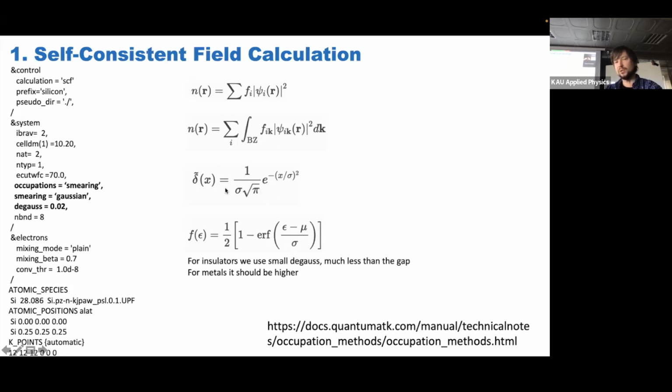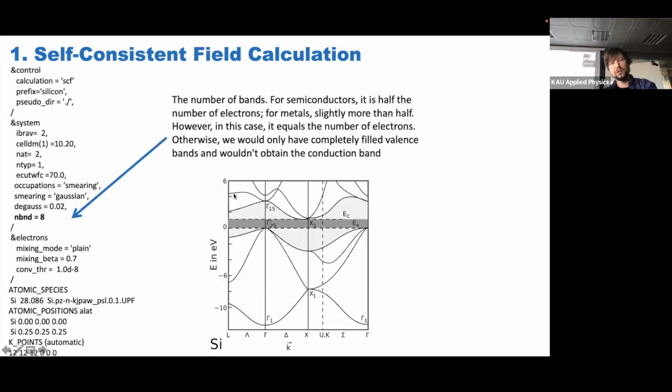So I tell the program that our occupation will not be binary 0 and 1, but something between 0 and 1 given by some Gaussian formula, and the Gauss parameter 0.02 is this sigma parameter. So by the Gauss, we tell the program how to smear this band. For insulators it should be rather small, smaller than our gap, because if the Gauss is very huge, for example here we have a gap of 0.4 electron volts, and I set 0.5, it will overlap this gap and we'll have some crazy results.